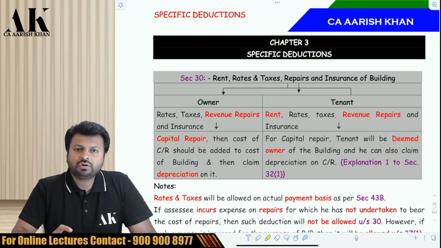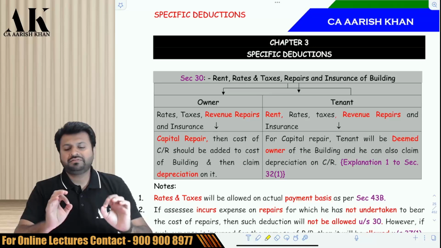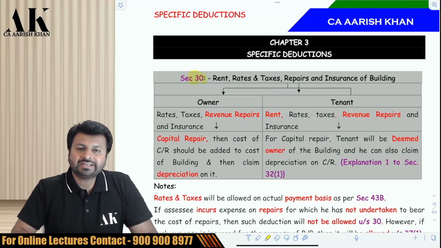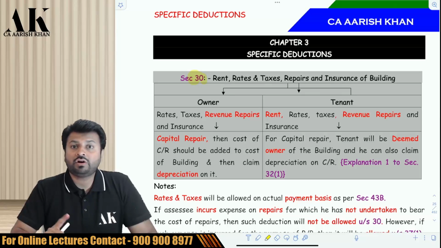So first of all, we are going to start with the specific deductions under section 30 to 36, and then we'll talk about certain sector-wise deductions, and then we'll talk about general deductions. Okay. So the first deduction which we are talking about today is section 30, which talks about what? Which talks about rents, rates and taxes, repairs and insurance of building.